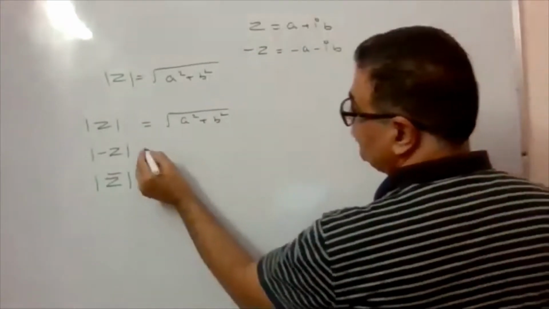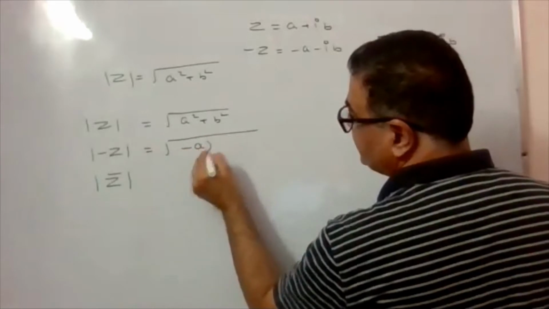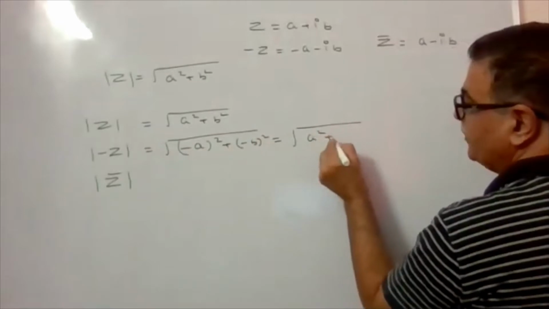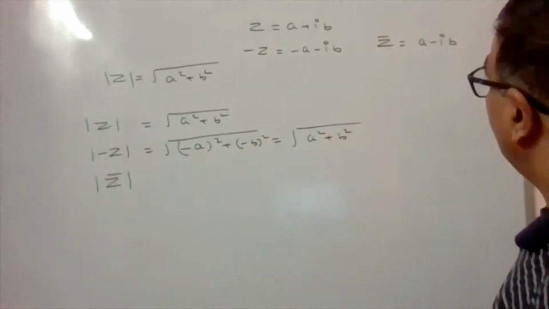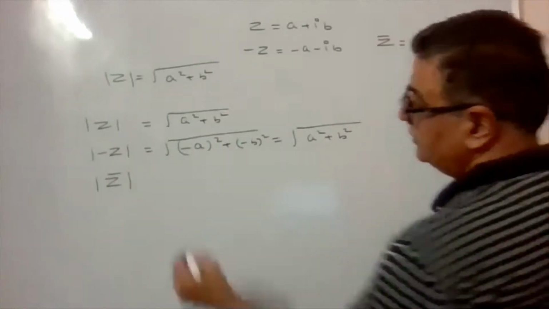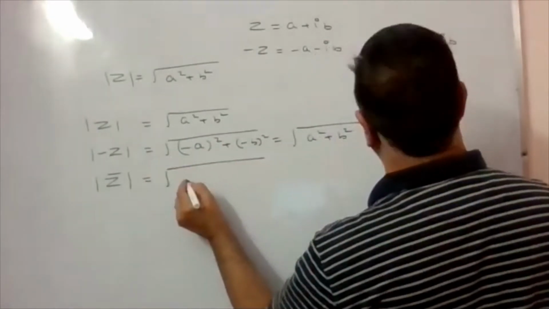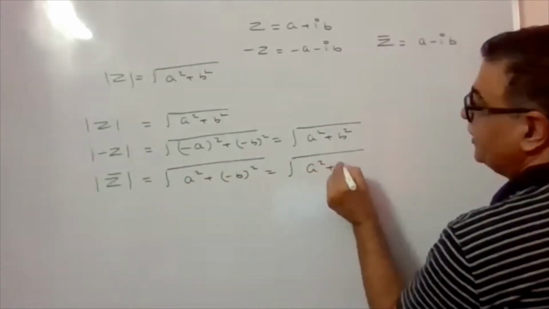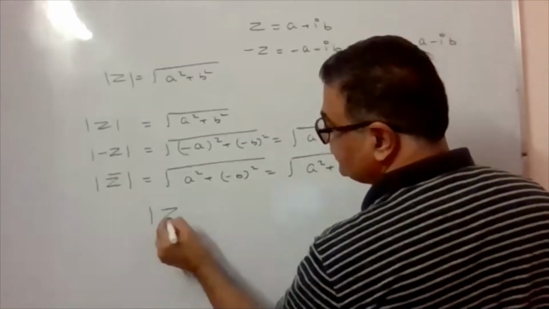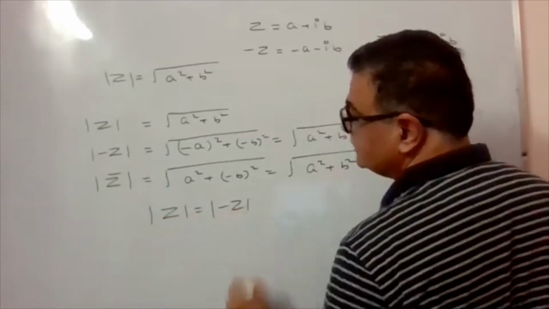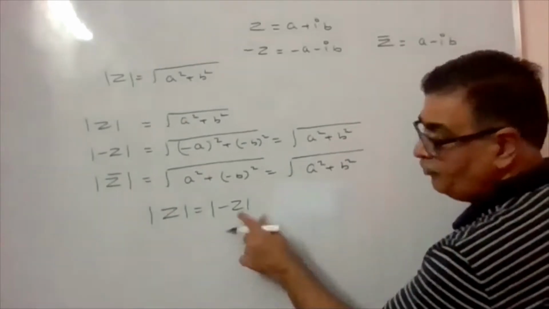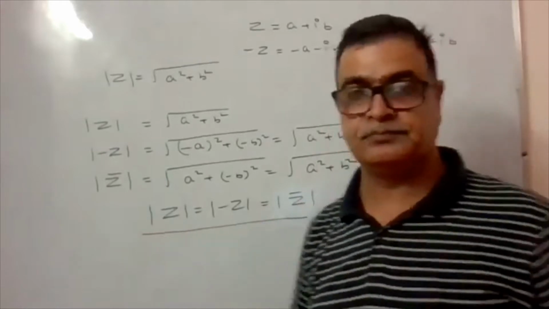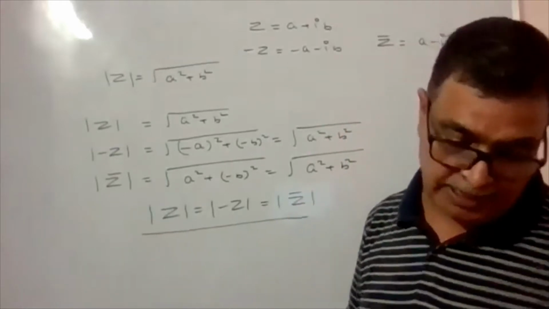Then we have minus z, so we will write this as under root of (-a) whole square plus (-b) whole square, which comes out to be root of a² + b². And third one, z bar, that will be the conjugate, that will come out to be a² + (-b) whole square. So this also comes out to be a² + b². So I got it: modulus of a complex number, modulus of its additive inverse, or the conjugate, all three come out to be same. This is property number 2 we have.